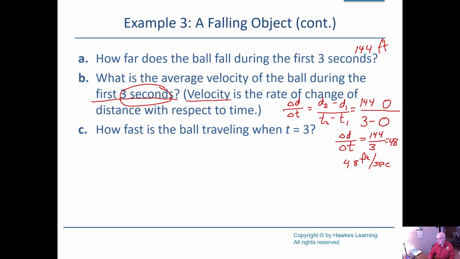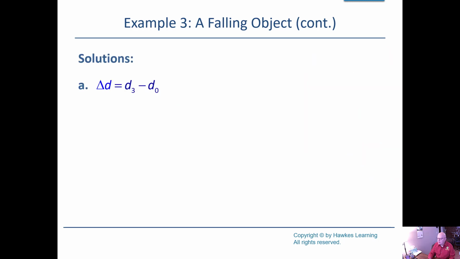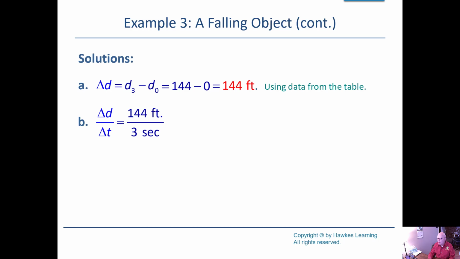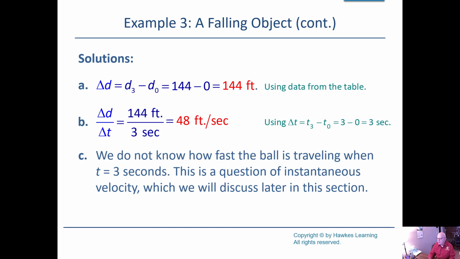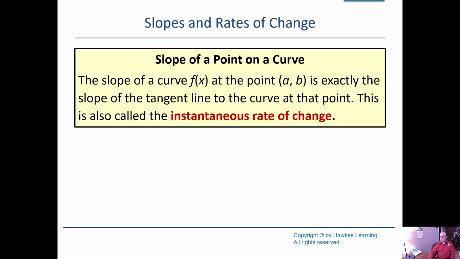How fast is the ball traveling when t equals 3? That's a different story. This first one is, what's the average speed from 0 seconds to 3 seconds? Let's take a look. Here's part A, part B, part C. We don't know. You weren't expecting that, were you? We don't know. Okay, we're getting there.